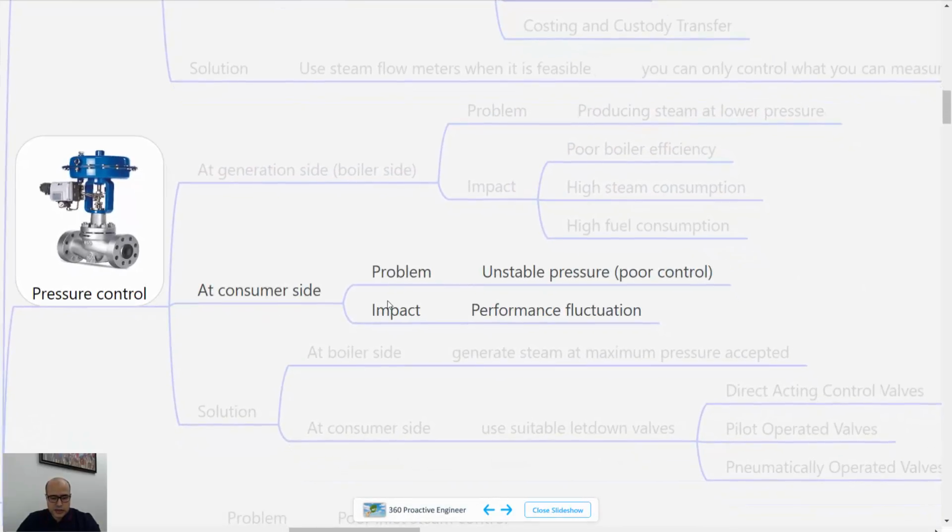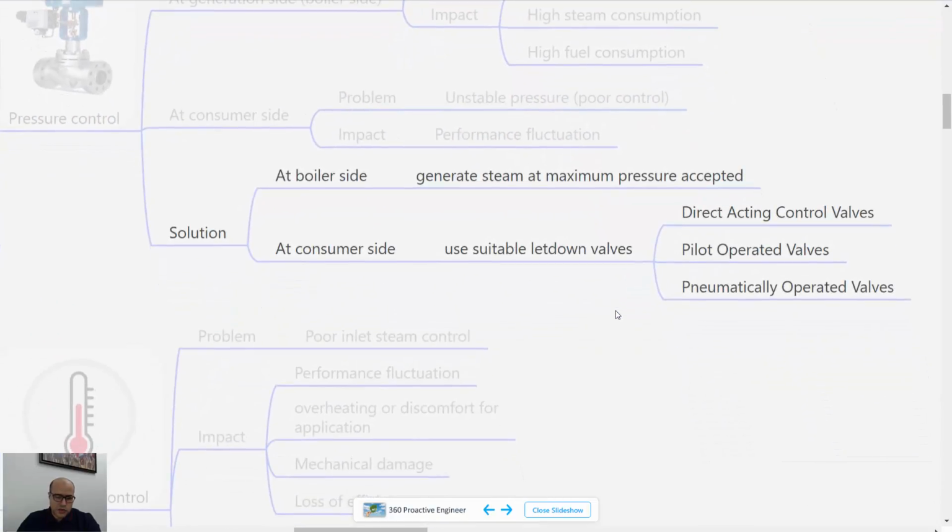At the consumer side, we will have unstable or poor pressure control if we have installed a system which is not performing well. The impact will be performance fluctuation. So we propose that at the boiler side, we should generate the steam at the maximum accepted pressure, just to ensure that the boiler is running at the maximum efficiency possible.